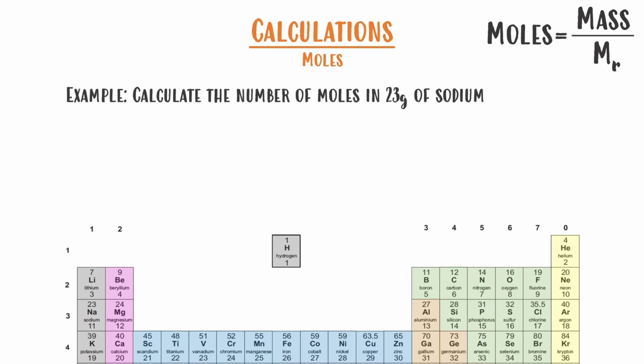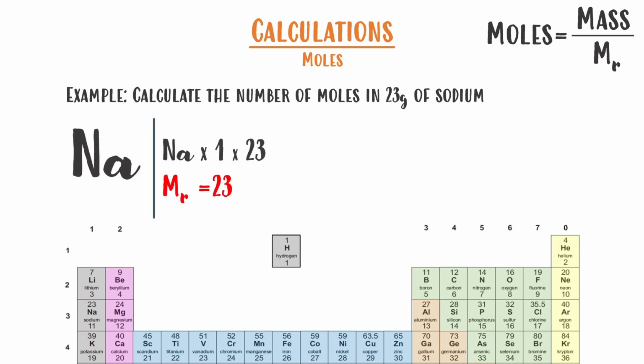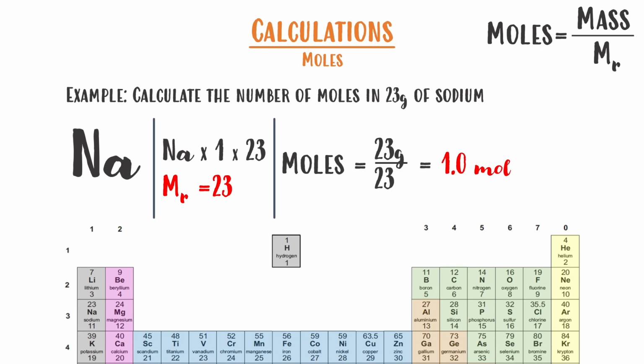So this example, calculate the number of moles in 23 grams of sodium. Well, first thing I need to do is work out the MR of sodium. Na, we have 1 sodium, so it has an MR of 23. And then we just input the numbers into our formula, where moles is 23 grams divided by the MR of 23 to give us 1 mole.